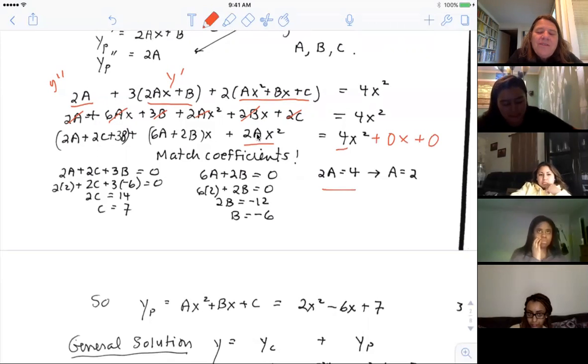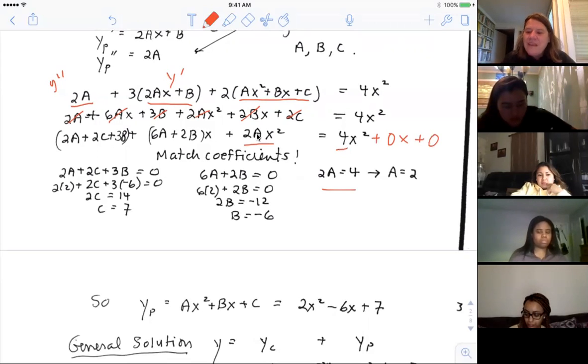Does this remind you of anything in Calc 2? Anybody remember anything? Mike, if you think of anything that reminds you of matching coefficients on either side, I just talked about it in Calc 2. Partial fractions. Yeah, exactly. It reminds you of partial fractions, okay? Because that's what you did with partial fractions, to find out how you could break up that rational expression so it was easier to integrate.